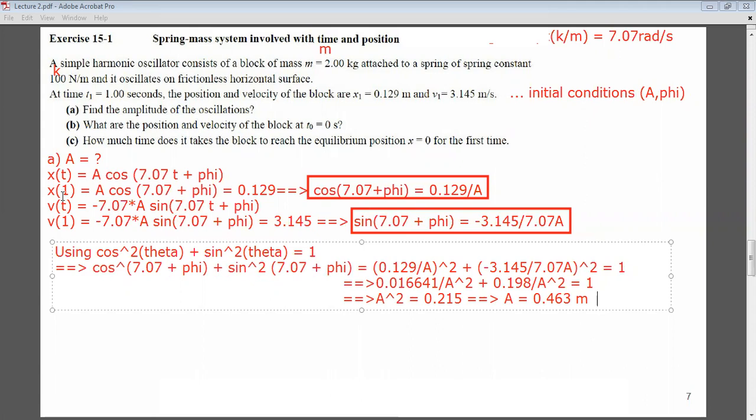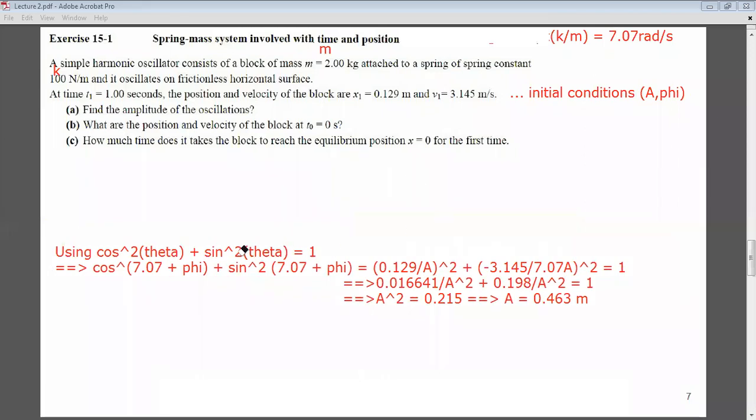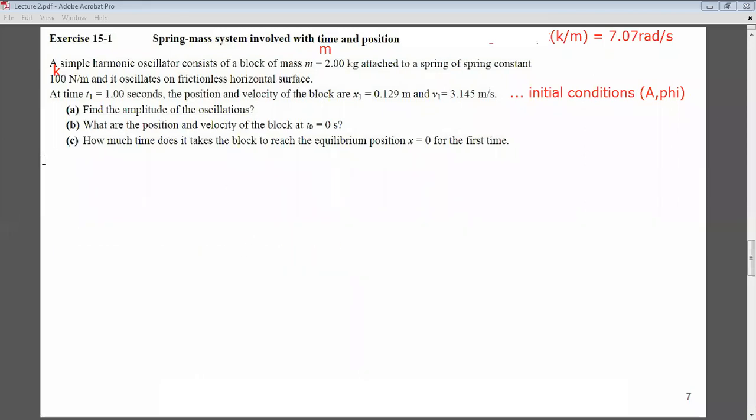Now, what are the position and the velocity of the block at t equals 0? So I need to delete all this and just keep the value of a. So we got from part A, the amplitude is 0.463. Okay. So now, what do we have for x of t? What do we know about it? It is 0.463 cosine of omega, 7.07 t plus phi.